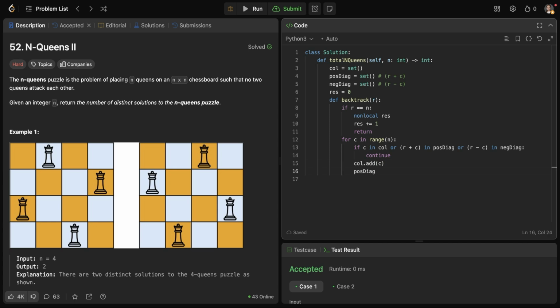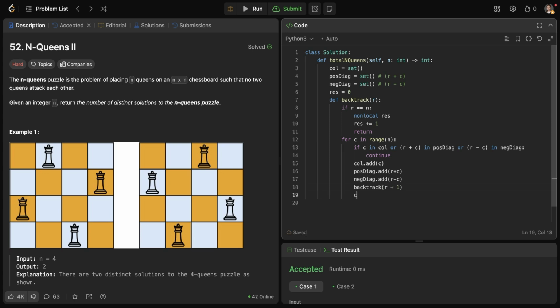That's how backtracking works. So for positive diagonal, I'll add r plus c. For negative diagonal, I will add r minus c. I think that's the most difficult part of this question, to understand the intuition behind r plus c and r minus c here. If you understand it, then it's a normal backtracking question. And then I'll call backtrack on next row r plus 1 to get the next queen set up.